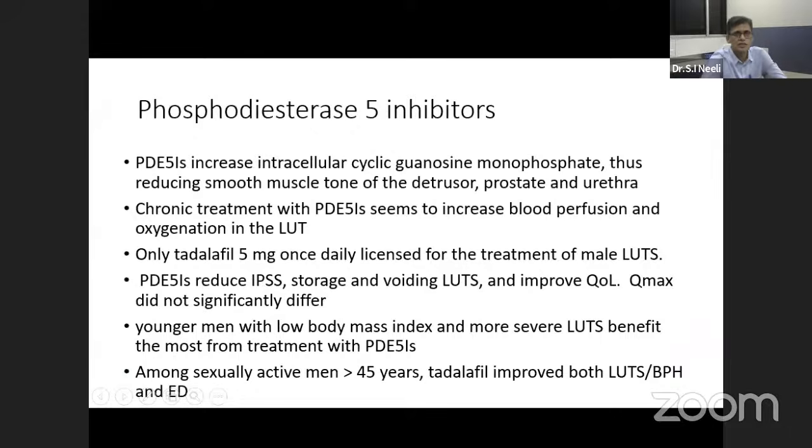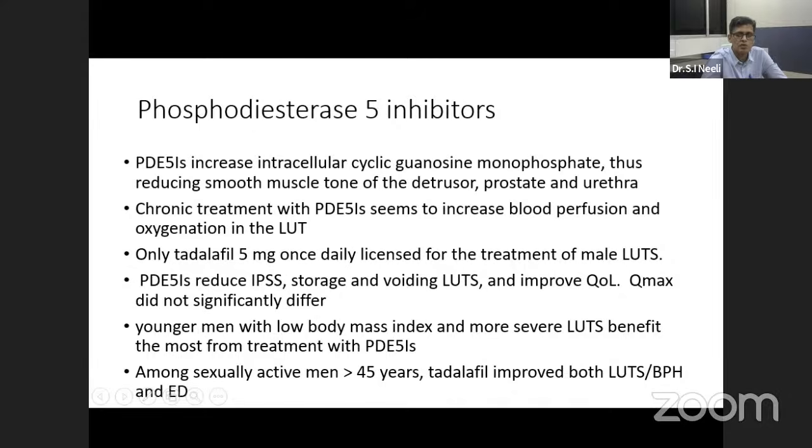The other drugs which are used in the treatment of LUTS secondary to BPO are phosphodiesterase 5 inhibitors, that is PDE5 inhibitors. These help to increase the blood perfusion as well as oxygenation in the lower urinary tract and hence reduce the symptom score. Only tadalafil 5 mg once daily is licensed for the treatment of male LUTS. PDE5 inhibitors reduce IPSS, storage and voiding LUTS, but they hardly improve Qmax, while they improve the quality of life.